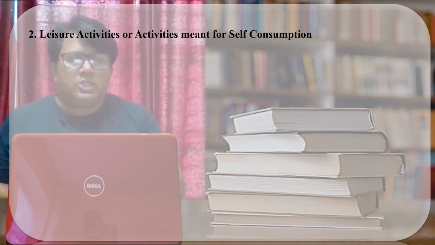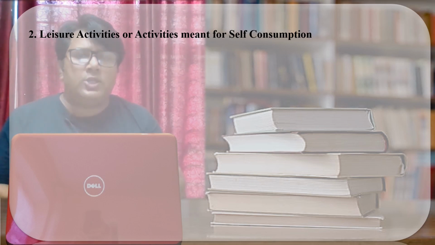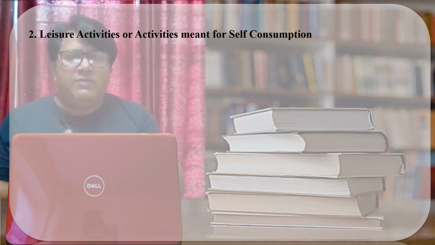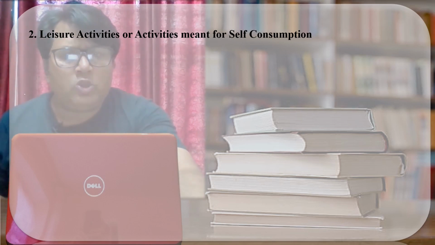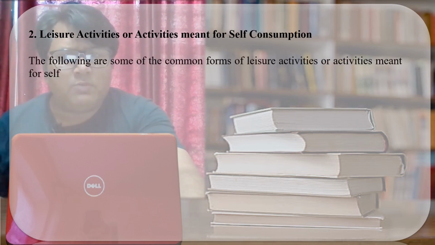The second type of transaction that should not be considered while calculating the national income is the activities meant for self-consumption. Always remember the activities meant for self-consumption are called leisure activities. The leisure activities will not be considered. The question is why the leisure activities or the activities for self-consumption should not be considered.